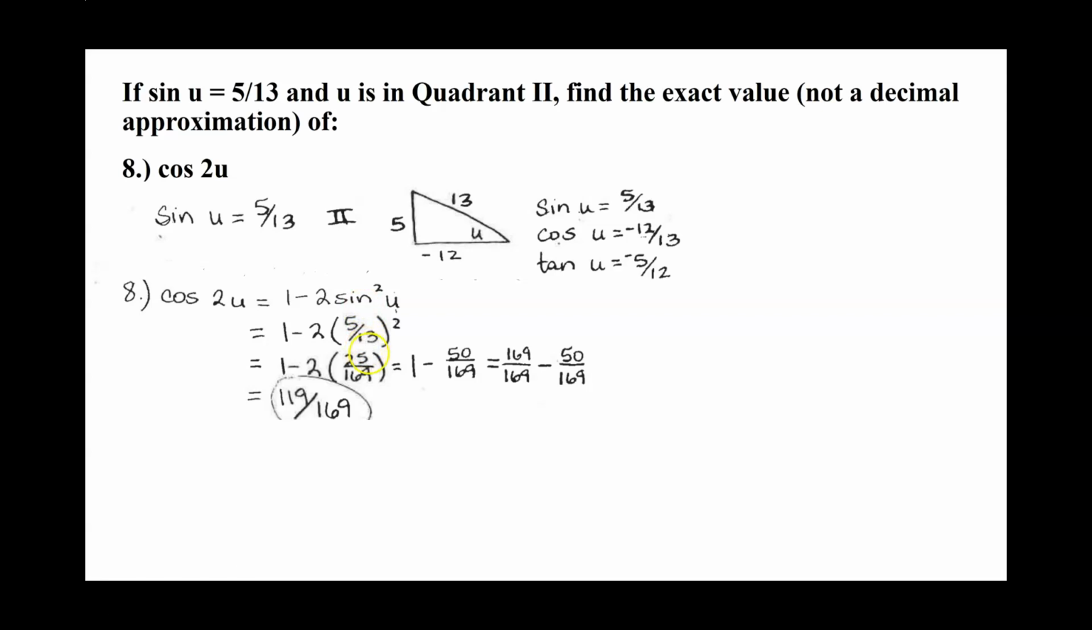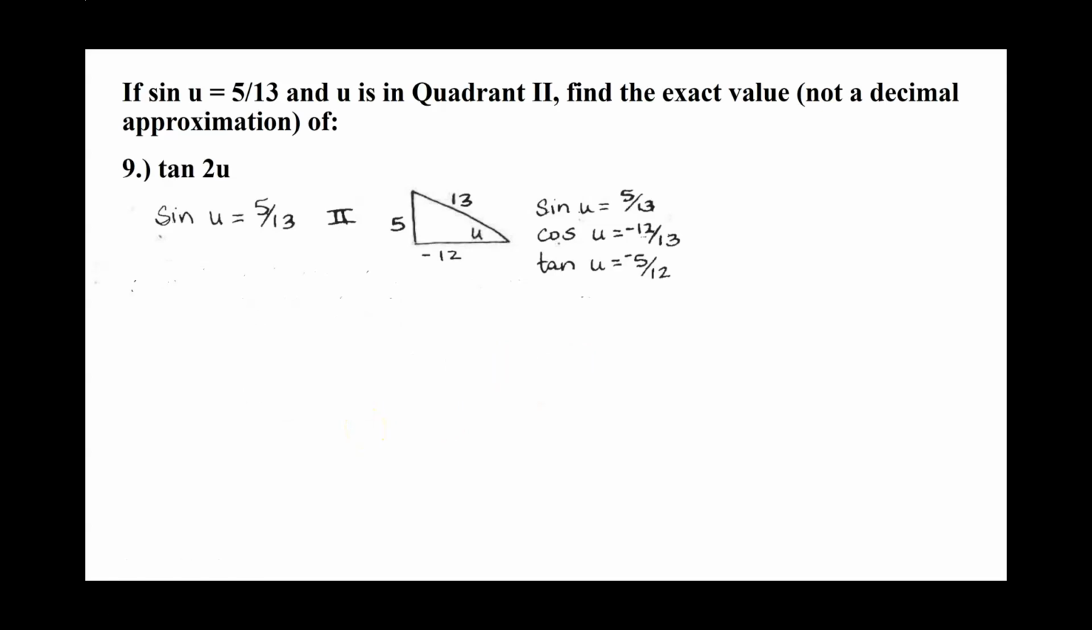So 5/13 squared would be 25 over 169. And 2 over 1 times 25 over 169 would give us 50 over 169. Again, the 2 doesn't get multiplied by the denominator, right? So to combine these, I need a common denominator of 169. So I'll rewrite my 1 as 169 over 169. So 169 minus 50 will give me 119 over my common denominator of 169.